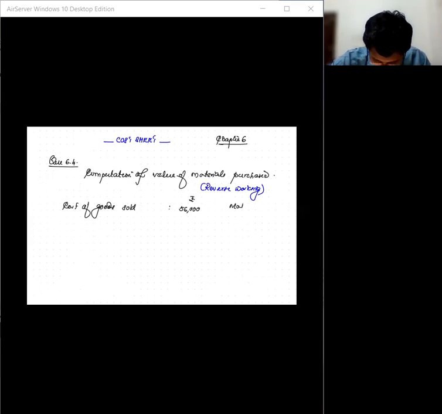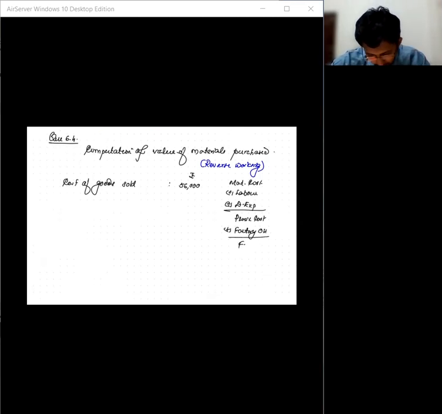Material consumed plus labor plus expenses will give you the prime cost. With the prime cost, you have to add factory overheads. Once you add the factory overhead, you get factory cost, or I can say gross works cost. Add opening WIP less closing WIP, you will get the net factory cost.